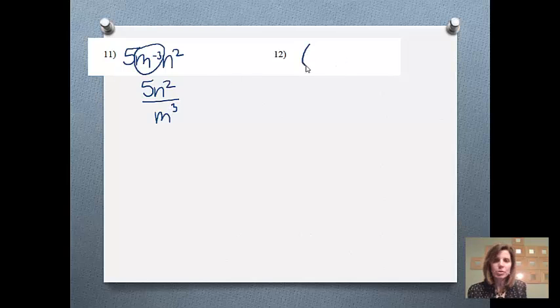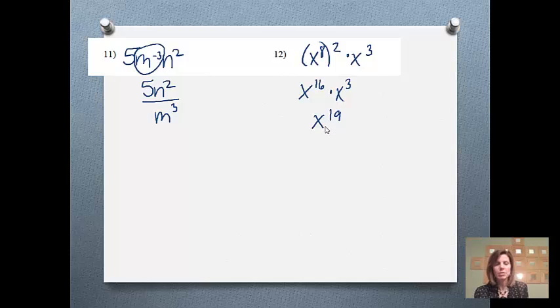All right, number 12, we're going to have x to the 8 squared times x to the 3rd. The first thing that we want to do is tackle those parentheses. I know when I have parentheses, we're going to multiply the exponents. So I'm going to get x to the 16th times x to the 3rd. And then I know when I have multiplication of like bases, we'll add the exponents. So 16 plus 3 will be 19. So my answer will be x to the 19th.